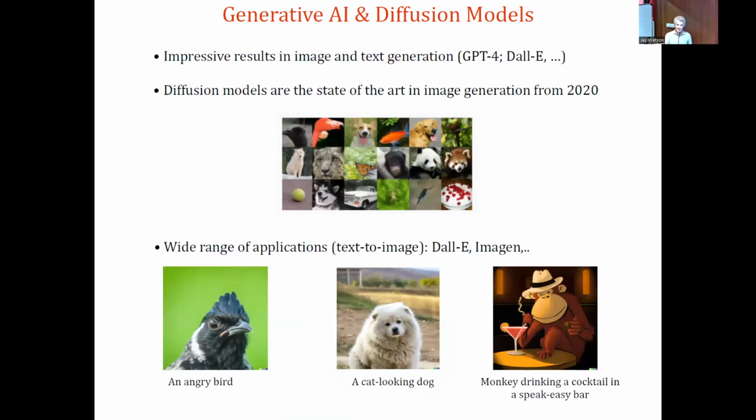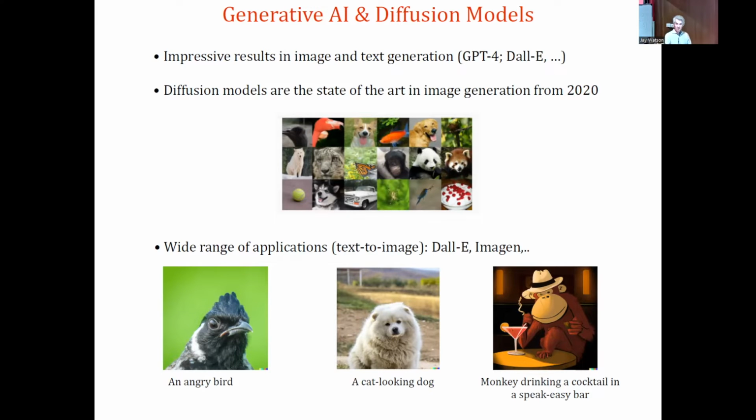All right. So generative AI is really one of the breakthroughs that has been made in the last years. And clearly there are impressive results in image and text generation. Diffusion models are the method used in the state of the art for image generation. Before, they used GANs, but starting from 2020, diffusion models are really the ones that are used. So here I just give you an example of images generated by diffusion models.